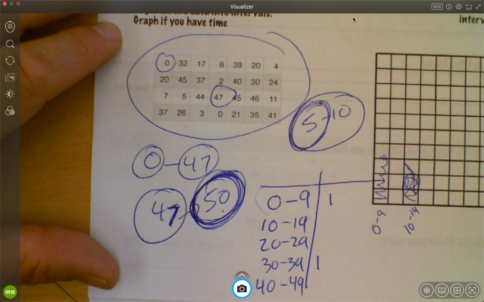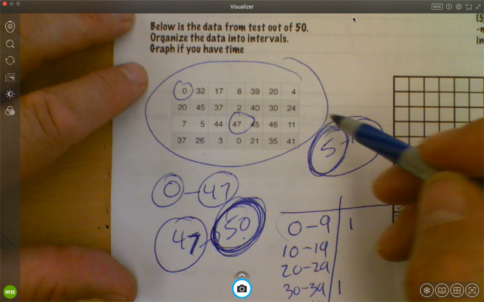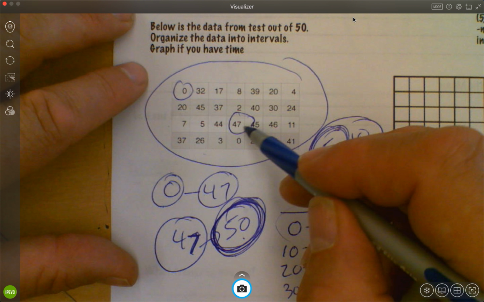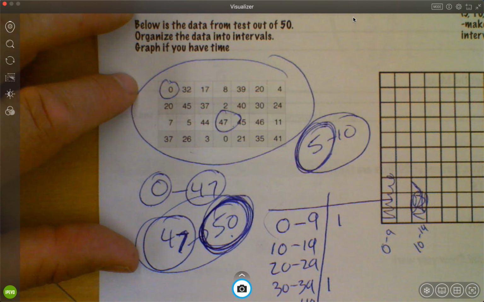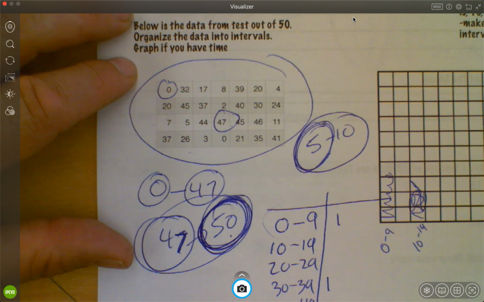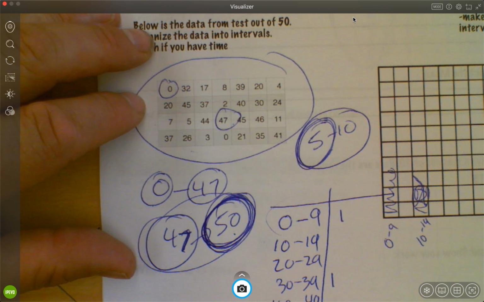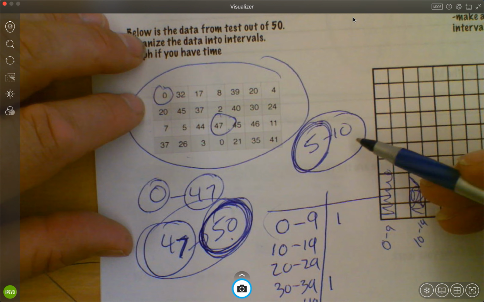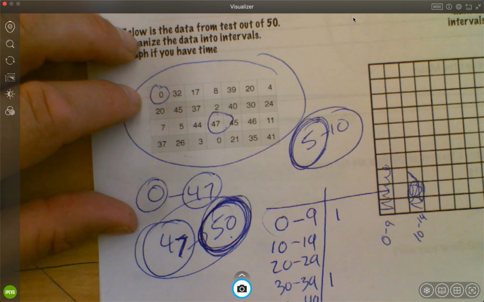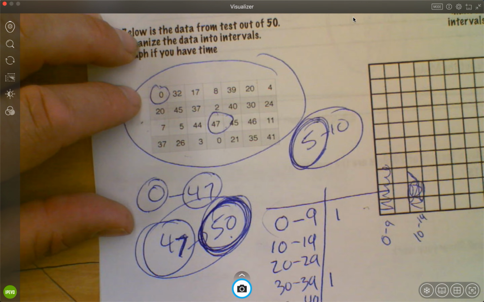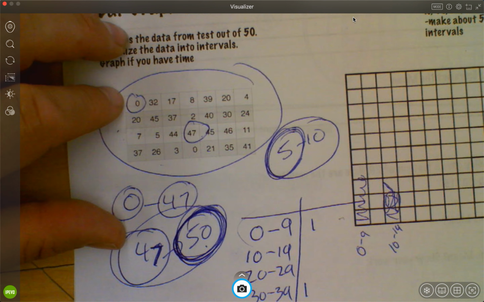But again, just to review, with intervals, the important thing is taking the high number and subtracting the low number, and that gives you an idea of how many numbers you're working with. Then you divide that number by 5 or 10 to tell you how many intervals you want to get. That's usually 5 to 10 intervals, which is a good number. But I've also seen in the textbook 3 intervals or 4 intervals as well.